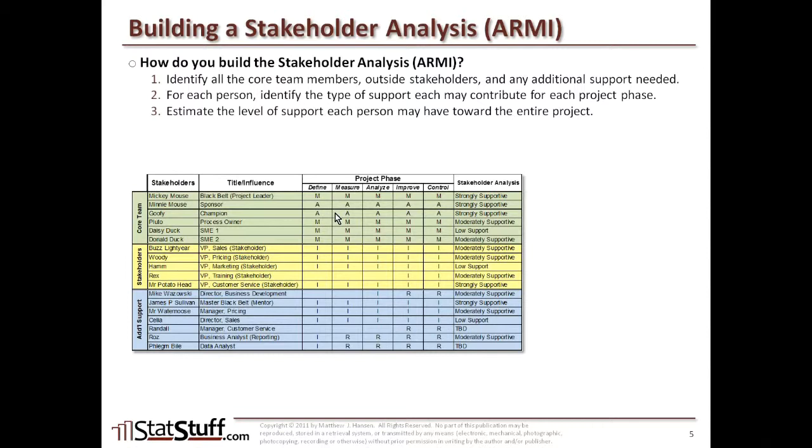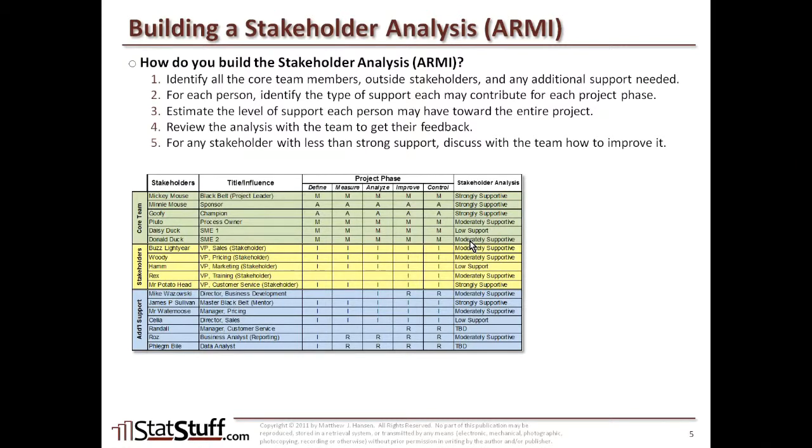And then we want to estimate the level of support that we think each person may have toward the entire project. Again, are they strongly supportive, only moderately supportive, or do they have low support for this project? Then, once we've identified that, we want to review the analysis with the team to get their feedback. Go over the list with everyone involved, at least on the core team, and make sure that they agree with this layout and they agree with the level of support that we think each of these people have.